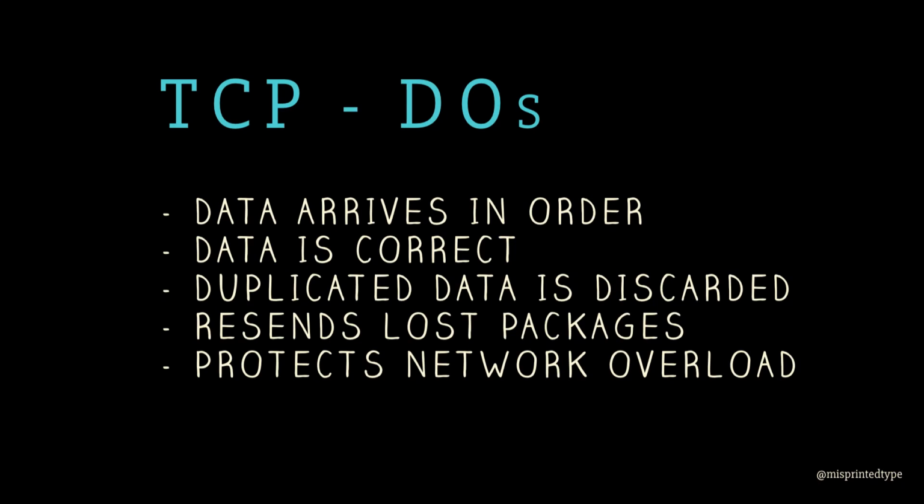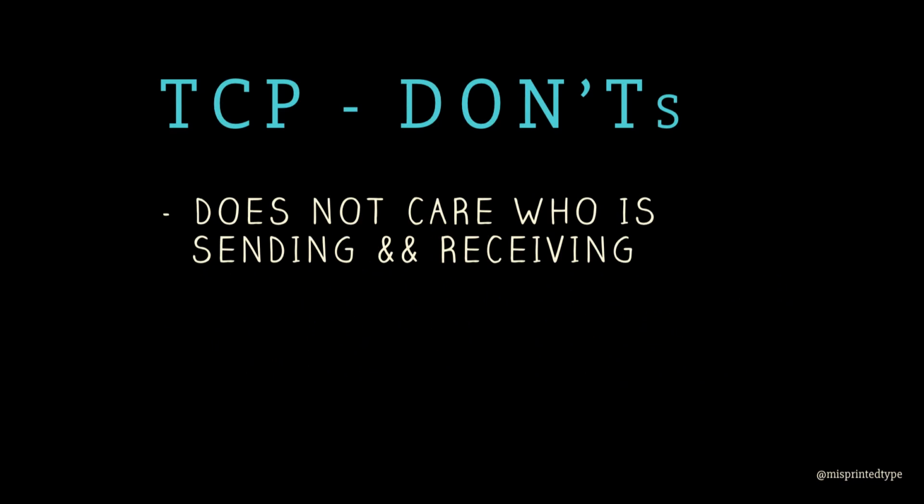It makes sure your data arrives in a specific order. Make sure data has minimal errors, so it's actually correct. Makes duplicated data discarded. Make sure lost packages are resent. And protects the network from being overloaded. We'll get to that later. What it does not do, it just doesn't care who's sending and receiving, kind of. It's just this cute delivery bear, which is hey, package.